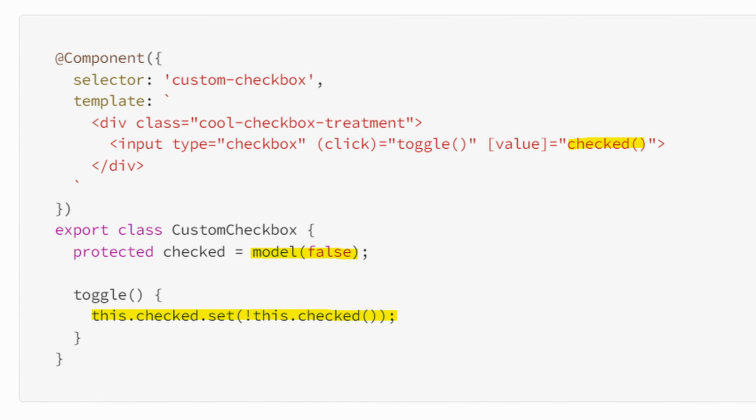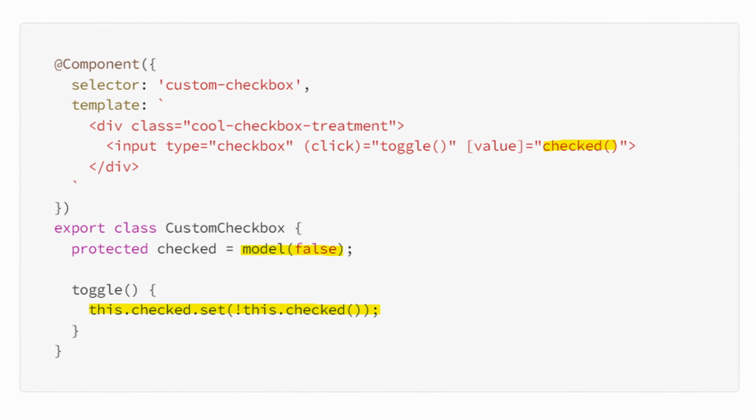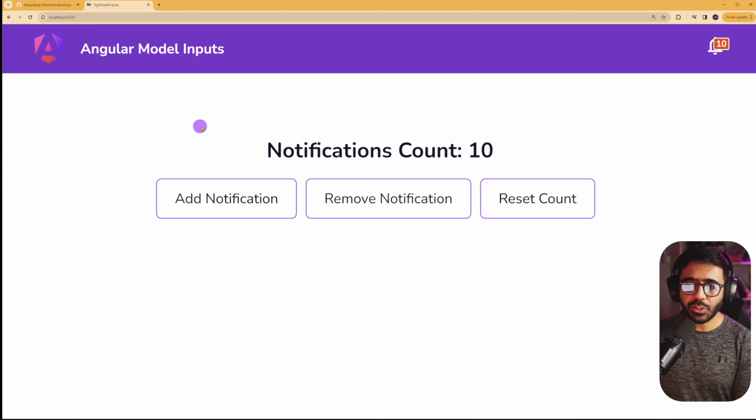Angular has introduced a new model function which allows us to use signal-based two-way data binding in Angular applications, and this is what we are going to do in this video. So let's get started. We have an application in which we have two different components inside our app component.